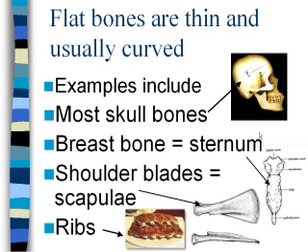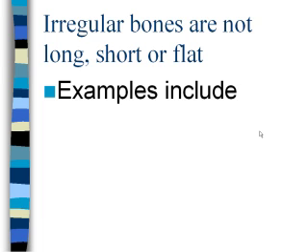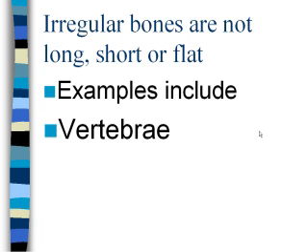Okay, now we've done all the regular bones. What does that leave us? Irregular, exactly. Irregular bones are not long, short, or flat. So that makes them irregular. Examples include vertebrae, and you can look at some of the deer ones. You can probe them, whatever you need.